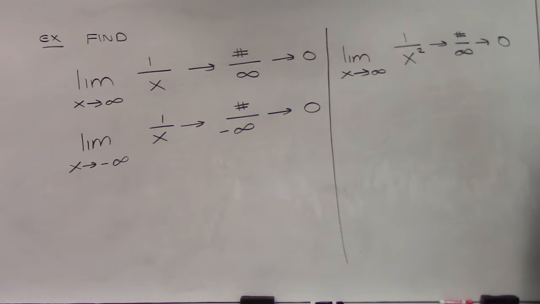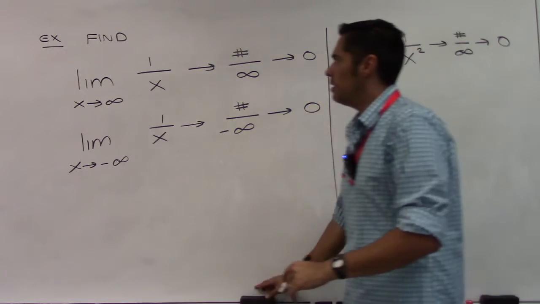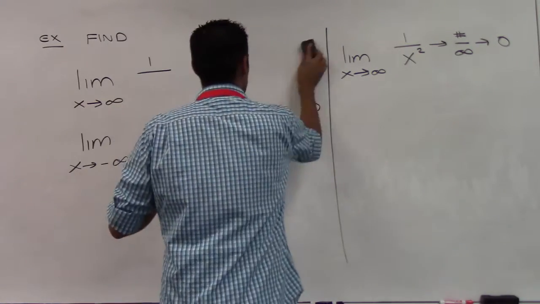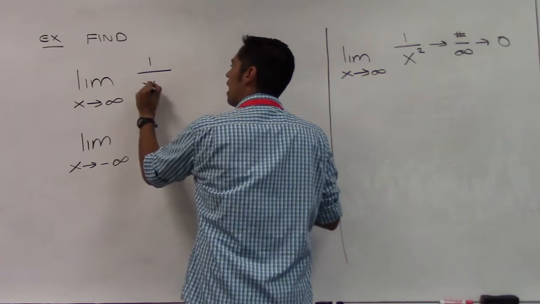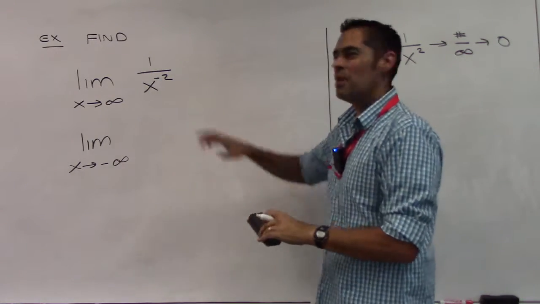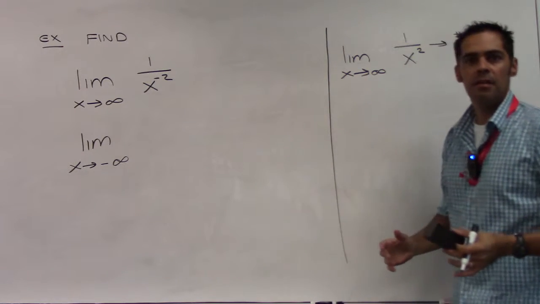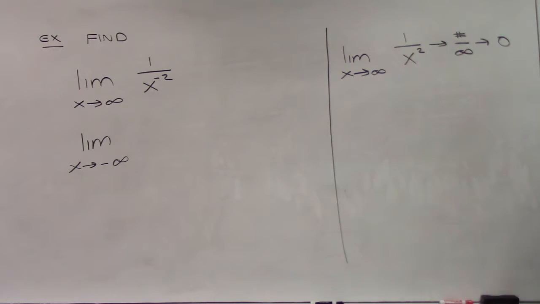But I say positive integers. Why do I not say negative integers? Yeah, because if I put here like 1 over x to the negative 2, that would really mean x squared on top, wouldn't it? And then that would blow up and become infinite, right? You wouldn't get that squashing down effect.